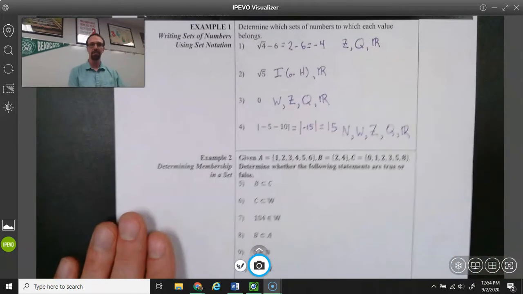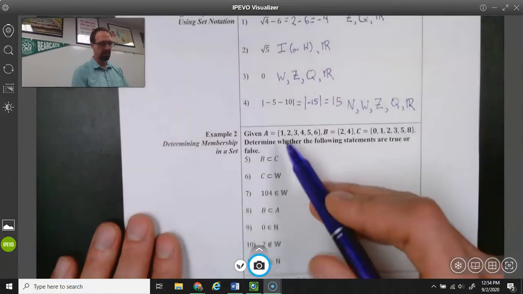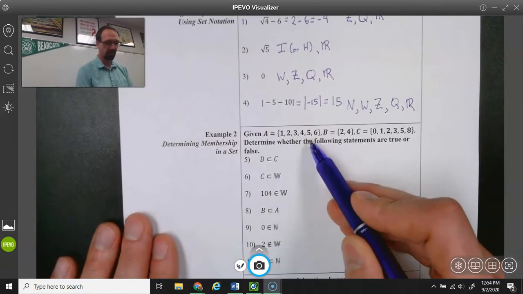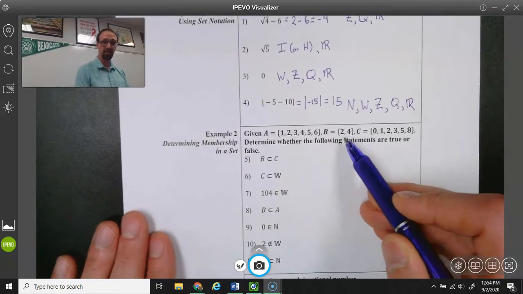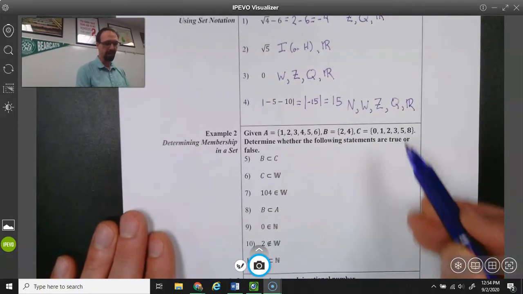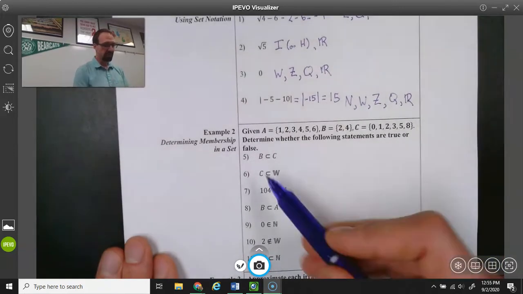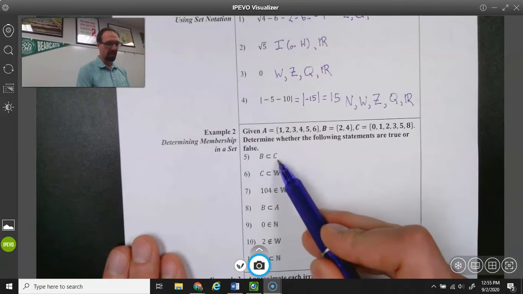There's Example 1. Example 2. Given A is the set of 1, 2, 3, 4, 5, and 6. B is the set 2 and 4. And C is the set 0, 1, 2, 3, 5, and 8. Determine whether the following statements are true or false. So B is a proper subset of C.